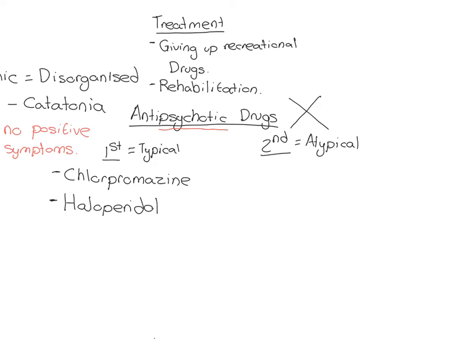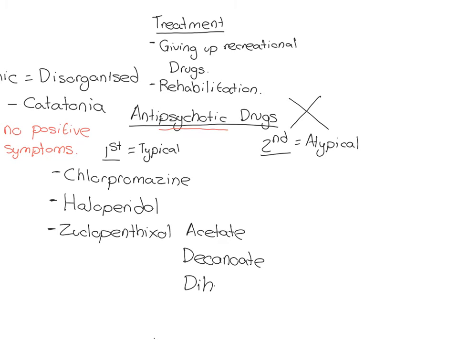Okay, so next up, I want to talk about zuclopentixol. Now this again is still used, and there are lots of different forms of zuclopentixol, and I'll just go through these different forms. There are 3 different forms of zuclopentixol: zuclopentixol acetate, zuclopentixol decanoate, and zuclopentixol dihydrochloride.